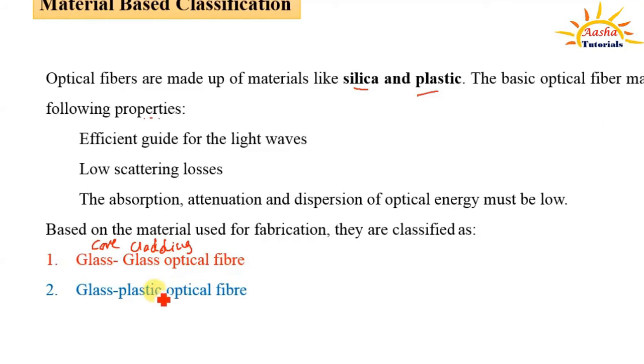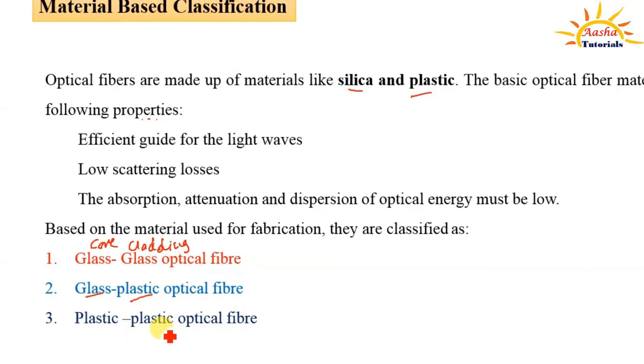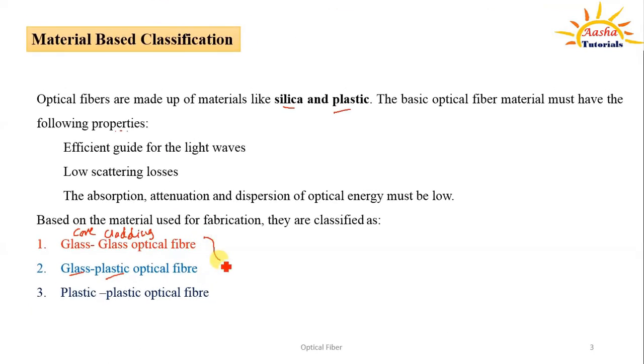The other type is glass-plastic optical fiber. Now here you may wonder what this is. If the core of an optical fiber is made up of glass and the cladding is made up of plastic, then we can say it is a glass-plastic optical fiber. And the third type is plastic-plastic optical fiber. That means the core and cladding are both made up of transparent plastic material. So this is the classification based on the material.